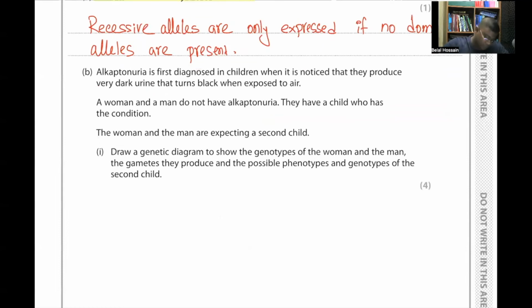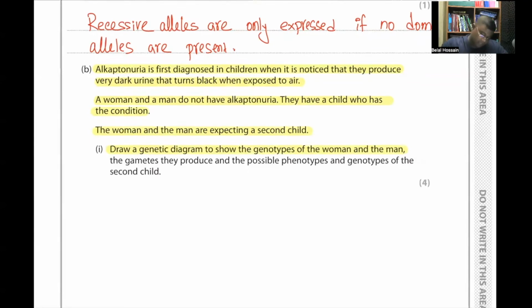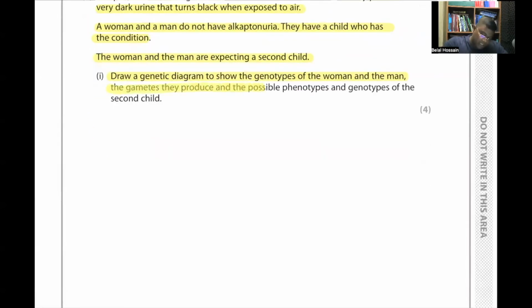Part B. Alkaptonuria is first diagnosed in children when it is noticed that they produce very dark urine that turns black when exposed to air. A woman and a man do not have alkaptonuria. They have a child who has the condition. The woman and the man are expecting a second child. Draw a genetic diagram to show the genotypes of the woman and the man, the gametes they produce, and the possible phenotypes and genotypes of the second child.